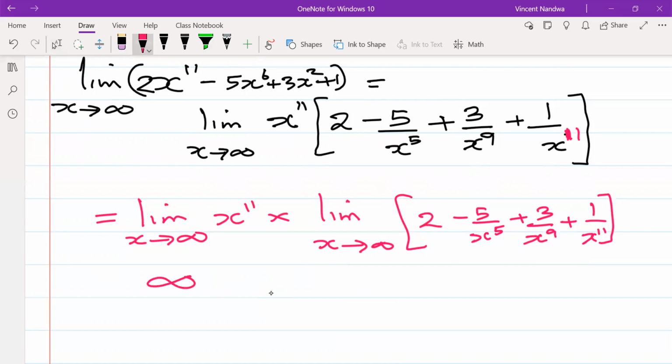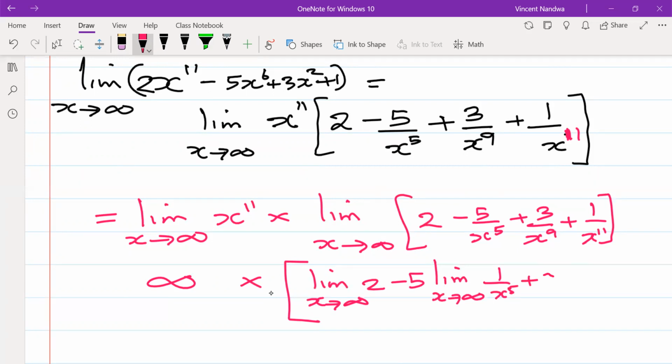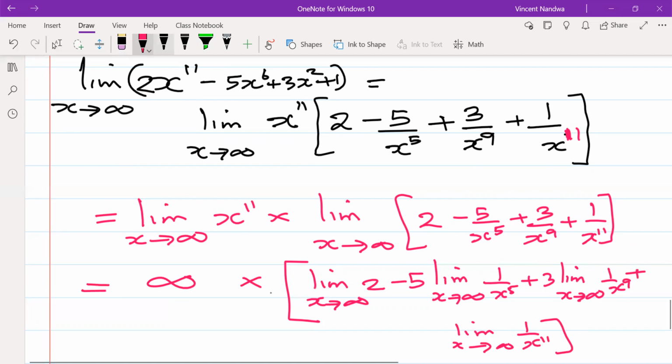This is the infinity product. And then times, we put in the limit as x approaches infinity of 2 minus 5 times the limit as x approaches infinity of 1 over x power 5 plus 3 times the limit as x approaches infinity of 1 over x power 9 plus the limit as x approaches infinity of 1 over x power 11. Do you see the sense in that from the previous step to what I'm writing? From the properties of limit.